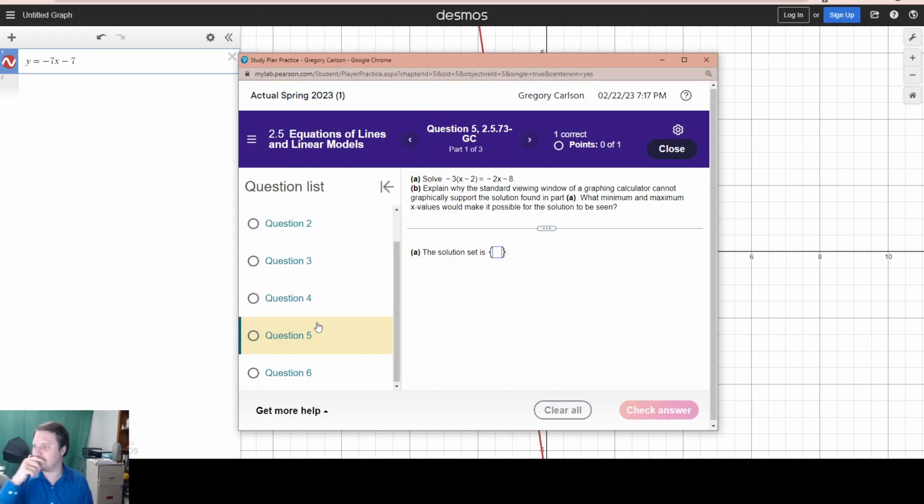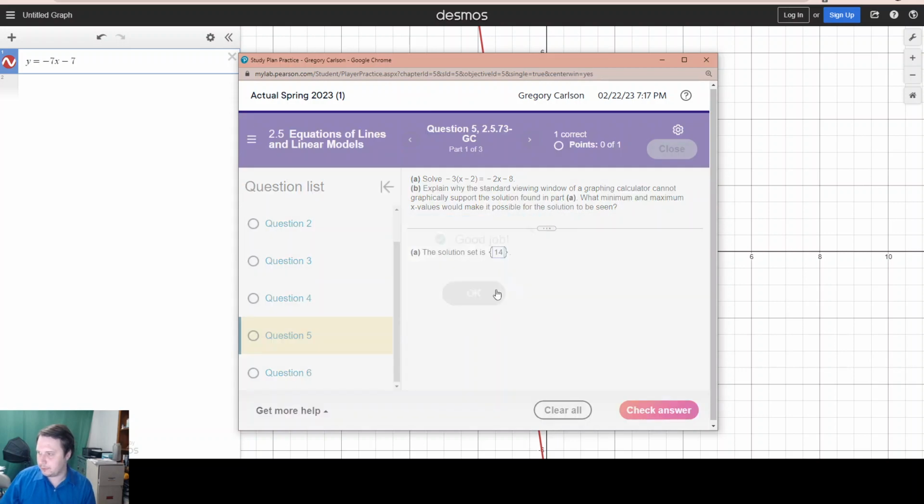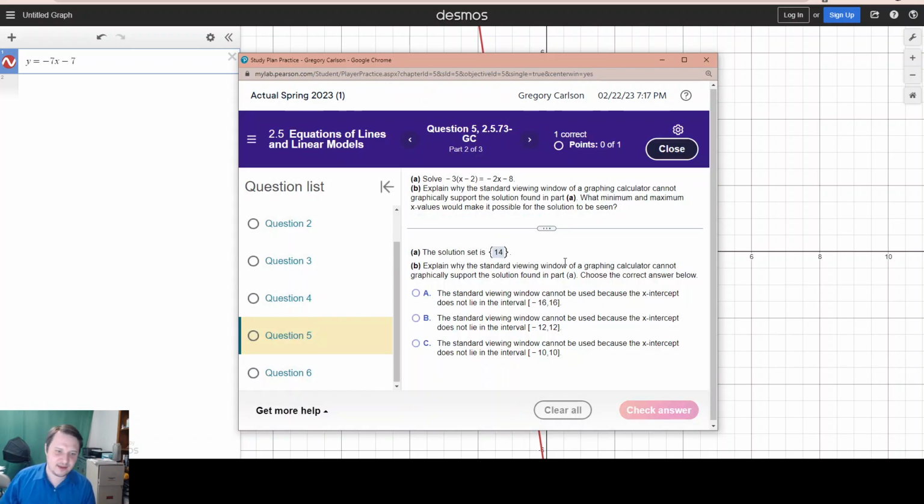This one asks us to solve, so let's solve it real fast. It'll be x is equal to 14, I think. See, when you do these 10,000 times like I have, you can do them in your head. So the solution set is 14. What minimum and maximum x values would make it possible for the solution to be seen? Well, you'd need to at least go past 14.